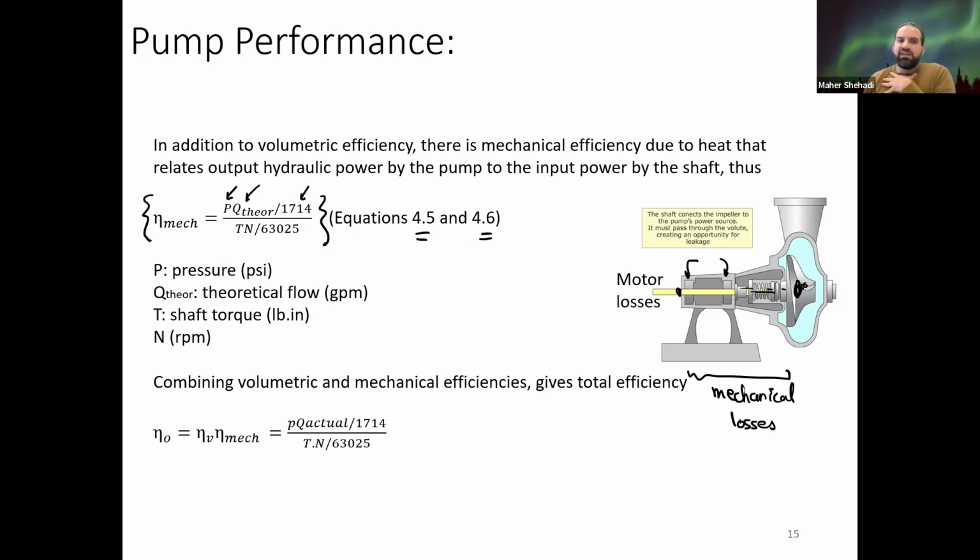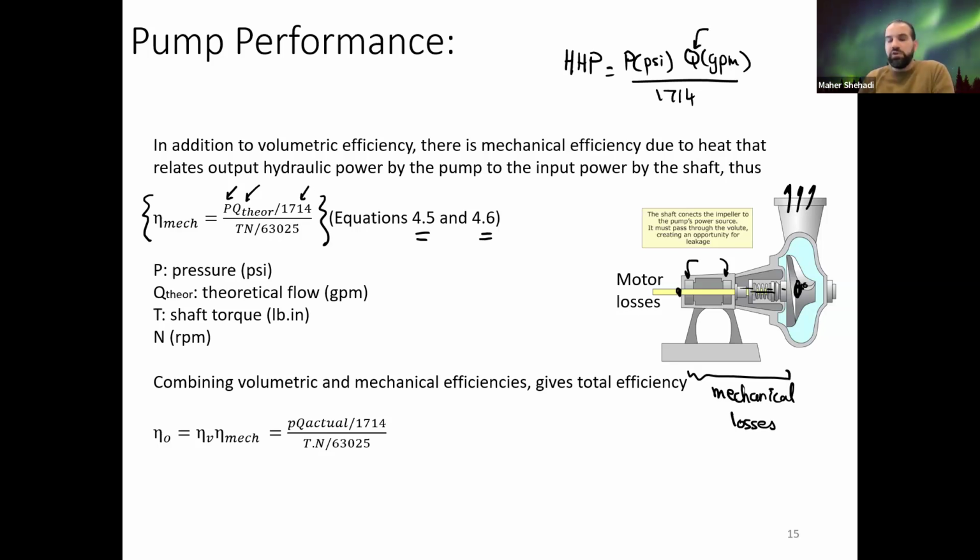PQ over 1714. We've seen it before. That's actually what we call the hydraulic horsepower for the pump. That's how much you're getting out from this pump. We used it a lot in the previous chapters. Now, we didn't say actual or theoretical here because we didn't do actual and theoretical.